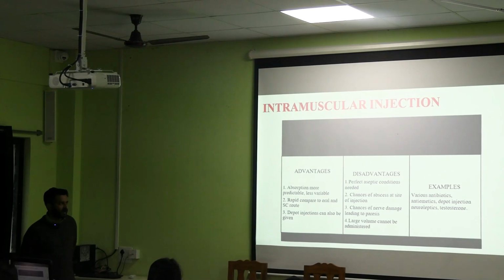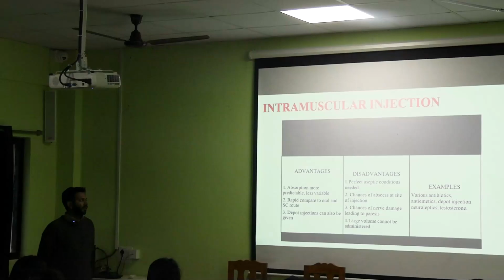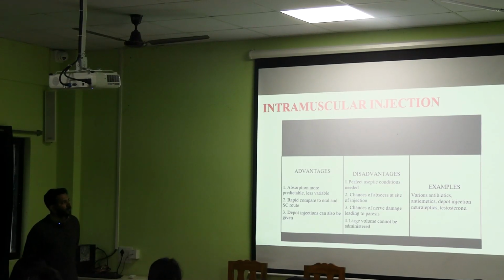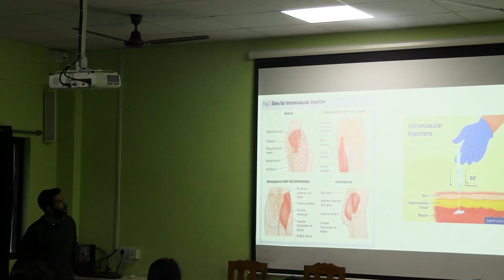Then there have to be some disadvantages also. What are the disadvantages? Perfect aseptic conditions are needed. Chances of abscess at the site of injection. Also a chance of nerve damage leading to paresis. Large volume cannot be administered. What are the examples? Various antibiotics, antiemetics, depot injections, neuroleptics, testosterone. So these are the advantages, disadvantages and examples of intramuscular injection.